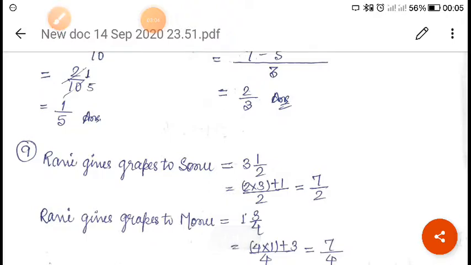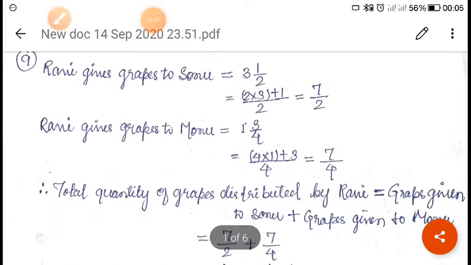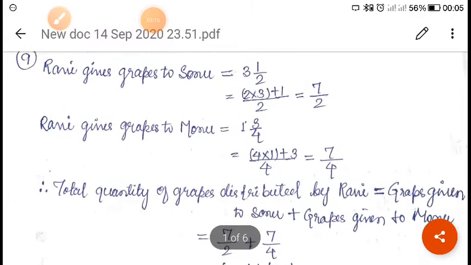Now question number 9. It is a little bit complicated, but you can find it out very easily. First of all, read the question. What is given? Ravi gives 3 1 by 2 grapes to Sonu, and 1 3 by 4 to Monu. We have to calculate the total quantity of grapes distributed by Ravi.